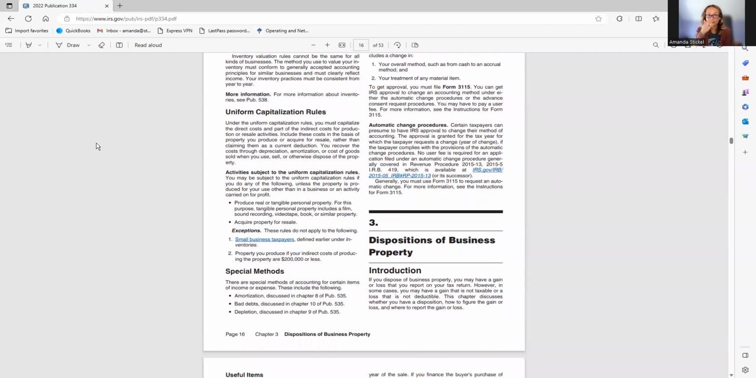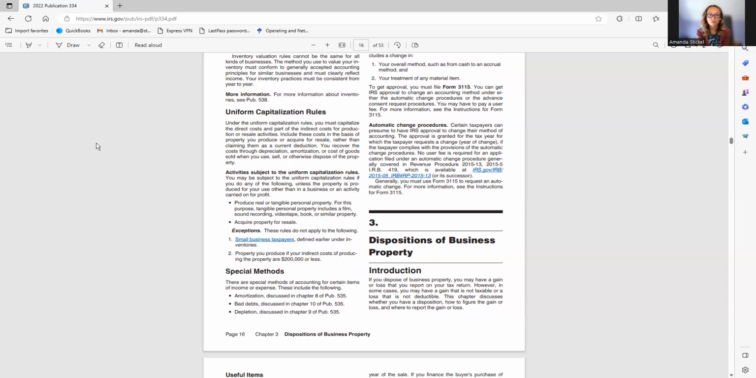Uniform capitalization rules. Under the uniform capitalization rules, you must capitalize the direct costs and part of indirect costs for production or resale activities. Include these costs in the basis of property you produce or acquire for resale, rather than claiming them as a current deduction. You recover the costs through depreciation, amortization, or cost of goods sold when you use, sell, or otherwise dispose of the property.